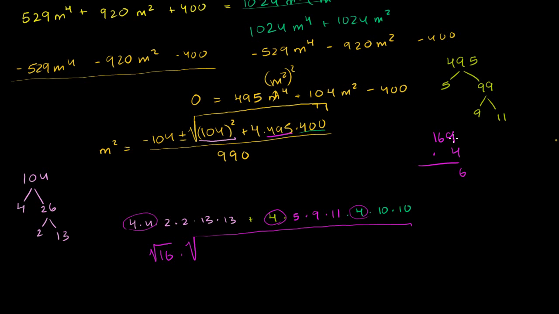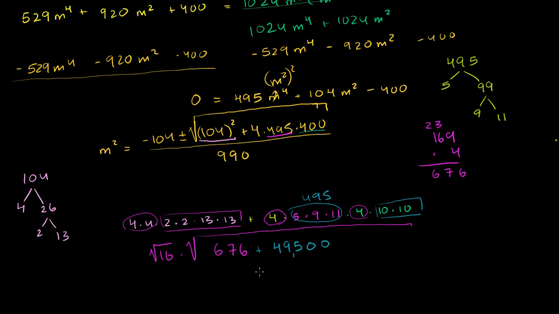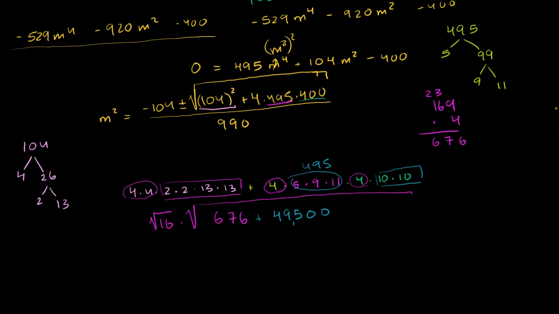So 4 times 9 is 36. 6 times 4 is 24, plus 3 is 27. 1 times 4 is 4, plus 2 is 6. So all of this right over here is going to be 676. And then we're going to have, we know what this number right over here is going to be: 495. And we're going to multiply that times 100. So plus 495, and just add 2 zeros. So it becomes 49,500. So this is going to become the square root of 16, which is 4, times the square root.